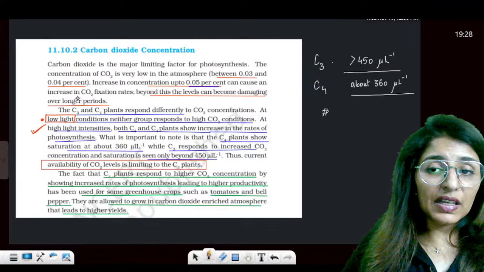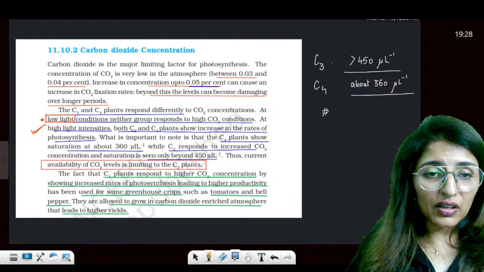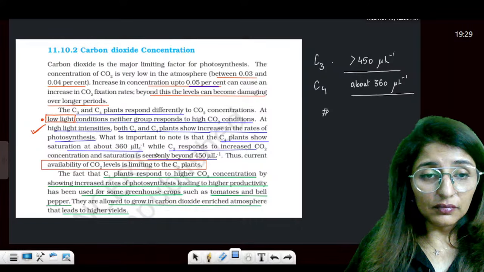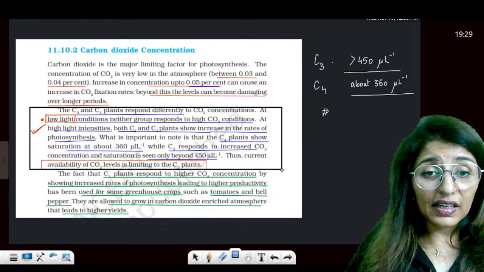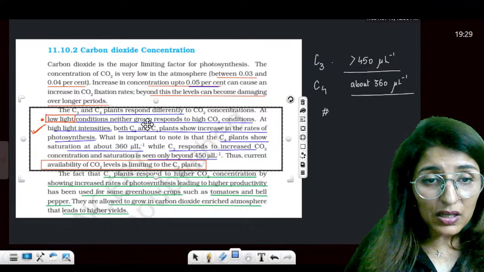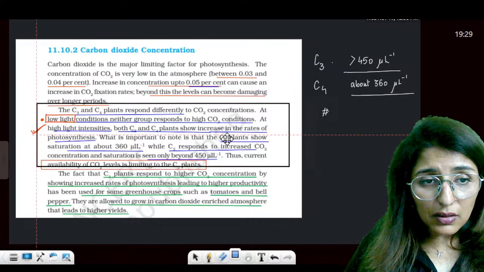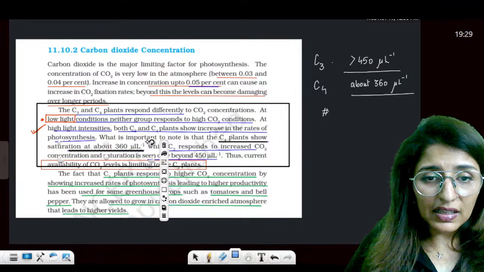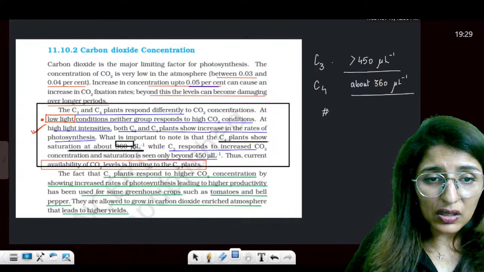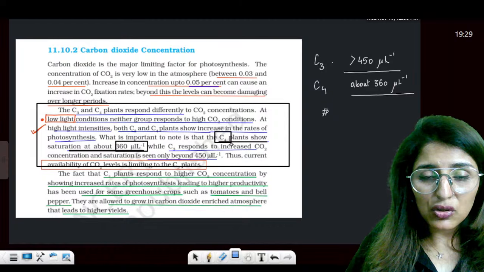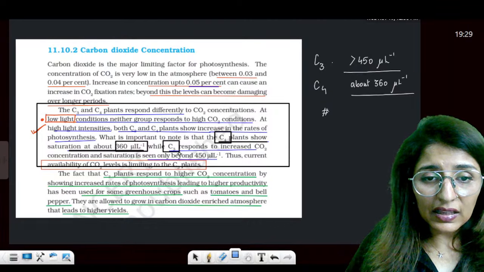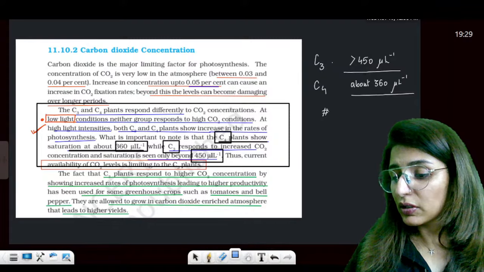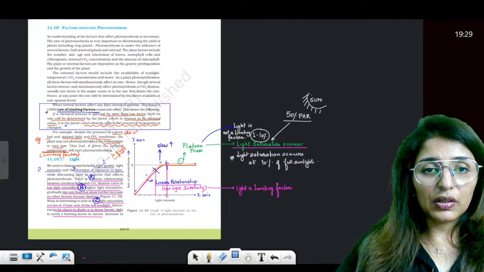See here, these lines are very, very important. C3 plants respond differently to CO2 concentration. What you must note here: C4 plants will show saturation at 360, while C3 plants will show saturation at 450. Please tell me that these points are clear to you all.